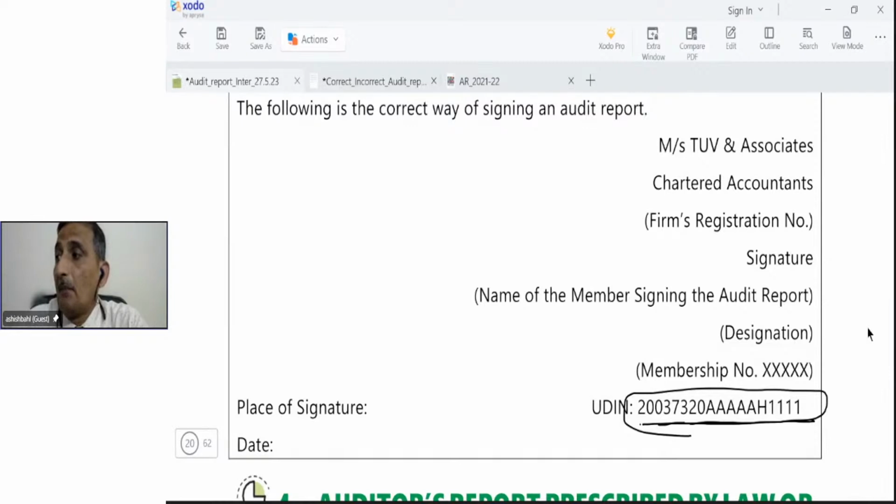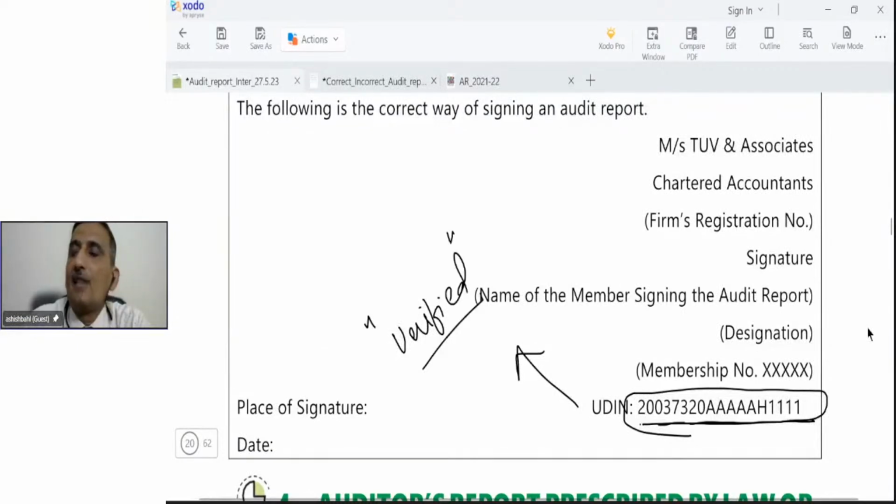Yes, UDIN is compulsory, Tarun. It is compulsory for the auditor to state the UDIN number, because all users nowadays are insisting on UDIN. Say bankers, tax authorities, they are insisting on UDIN. Show me the UDIN which the auditor has written. This UDIN number can be verified on the portal also. Third parties can verify whether it is genuine or fake.